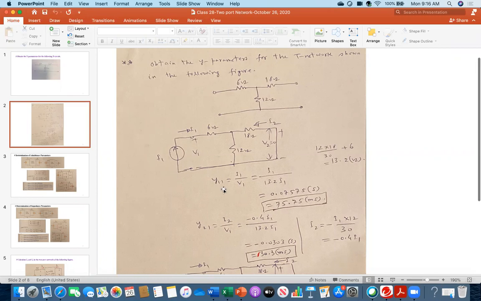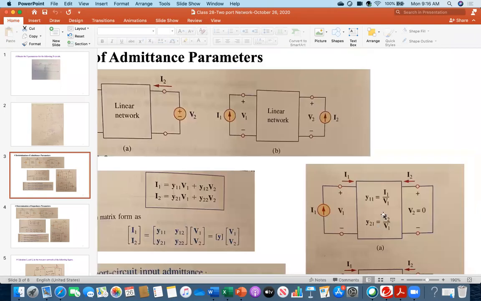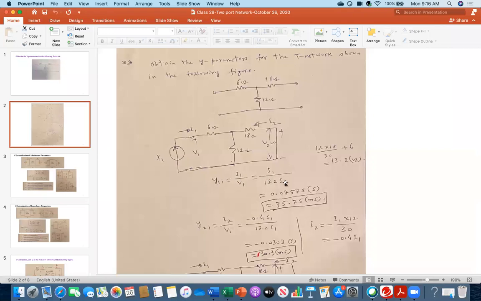Now everybody see, Y11 is I1 over V1. This means I am taking from here this one. Y11 is I1 over V1. Exactly, I wrote that one. So now you don't need to find out I1, but you have to find out V1 here. So what is V1? Everybody see this circuit. V1 is I1, that current going, multiplied by the equivalent impedance here for this portion. That is V1, because V1 is from this point to this point.